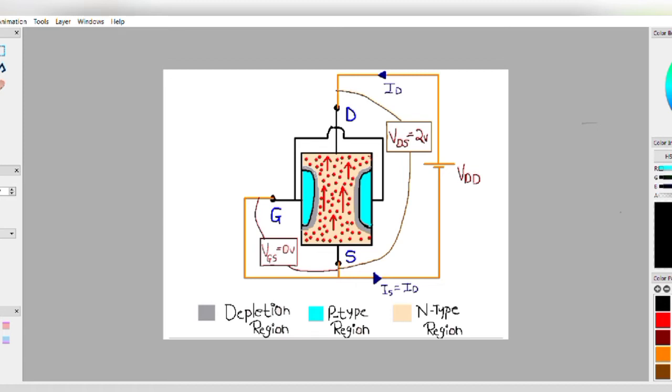Now, as we all know, electrons move from negative to positive. See, this is negative to positive. These are your electrons moving from negative to positive, and due to this, the current ID moves from positive to negative. As you all know, the direction of current is always opposite to that of electrons.